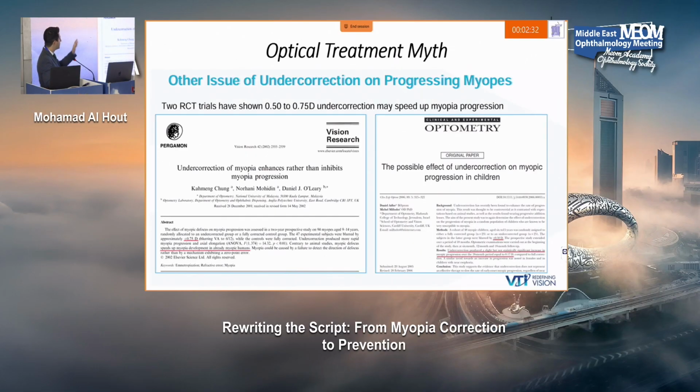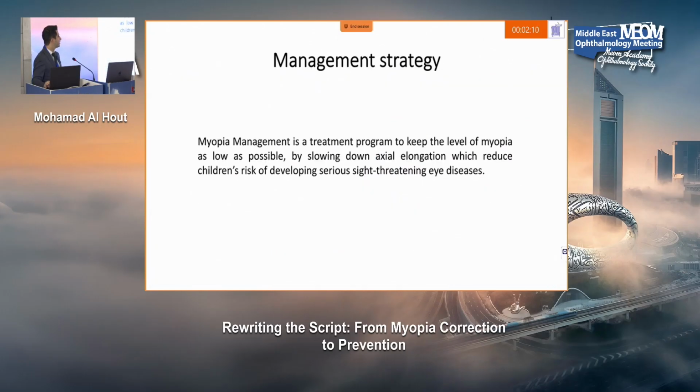So here is an optical myth. Undercorrection in progressing myopes: many randomized clinical studies have shown that 0.5 to 0.75 diopters of undercorrection may speed up the progression of myopia. So we should always take that into consideration whenever we are addressing a patient with myopia.